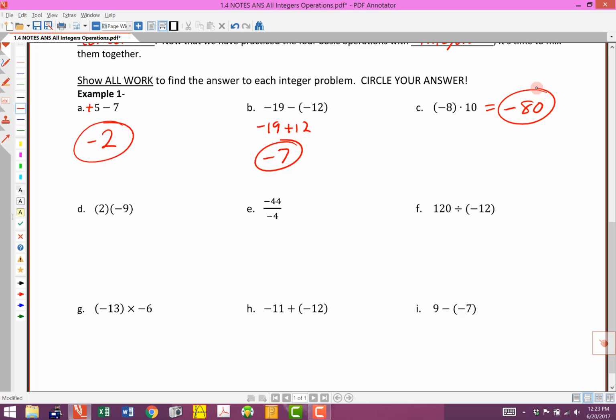It's that quick. This is implied multiplication right here, so we've got a positive 2 times a negative 9. Positive times a negative is a negative. And 2 times 9 is 18.